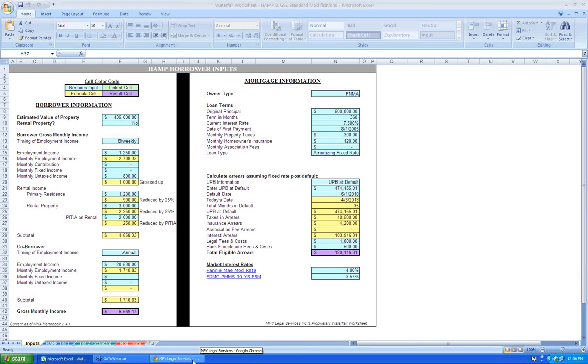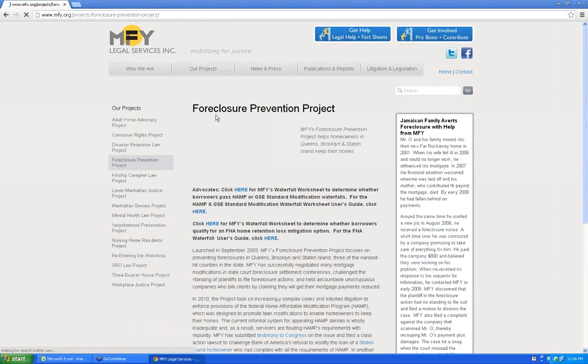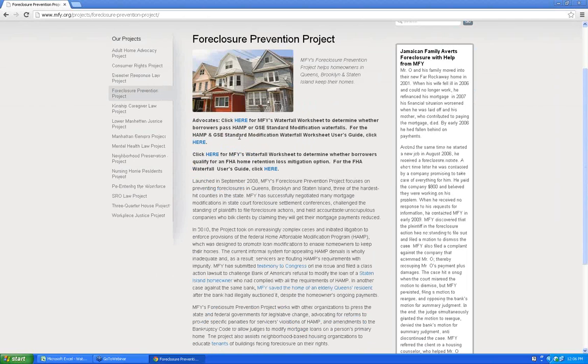The first step is to go to the MFY Legal Services website, which is www.mfy.org, pretty easy to keep track of. Then go to our projects, foreclosure prevention, and you get to the Foreclosure Prevention Project website. So right here are the two links to the waterfalls and their guides. Since I'm going through the HAMP or GSE standard modification waterfalls, we'll start with that. So you right-click on the link that you want, and you copy the link address.